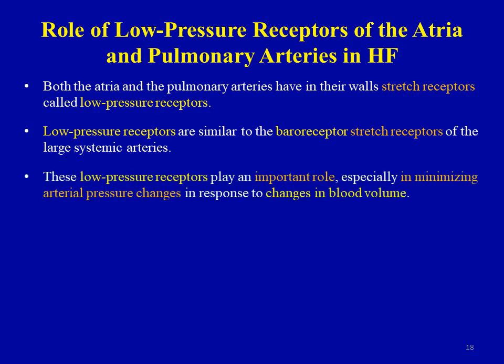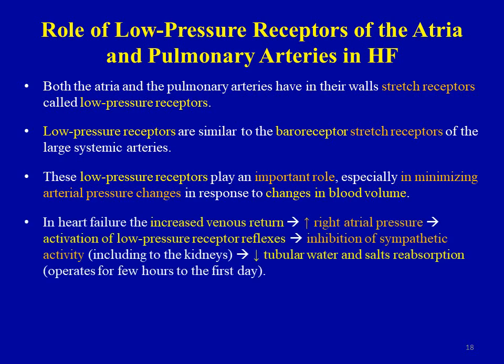These low pressure receptors play an important role, especially in minimizing arterial pressure changes in response to changes in blood volume. So what happens? In heart failure, the increased venous return will increase right atrial pressure. This will activate the low pressure receptors present in the wall of the atria as well as in the pulmonary arteries, because also the stroke volume into the pulmonary trunk will be higher.